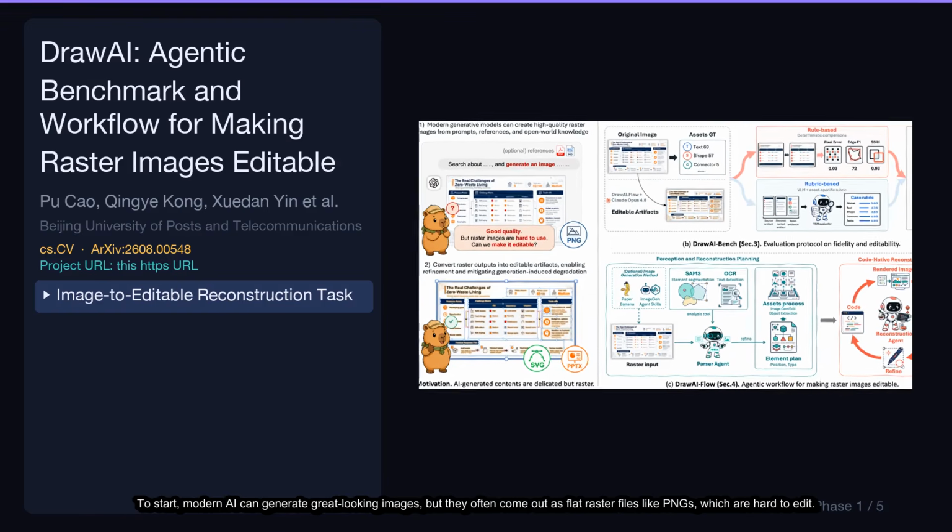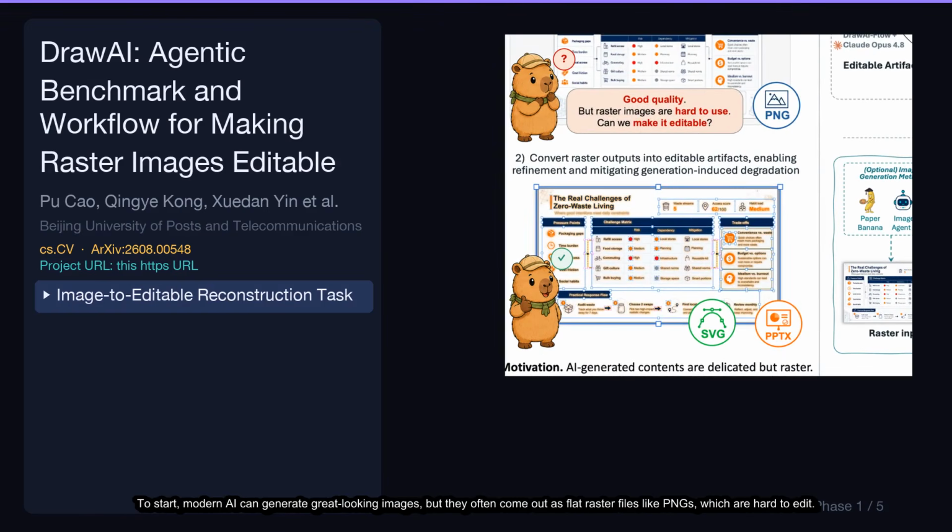To start, modern AI can generate great-looking images, but they often come out as flat raster files like PNGs, which are hard to edit. Our core task is to take these raster outputs and convert them into fully editable artifacts, like the SVG or PPTX file shown here.